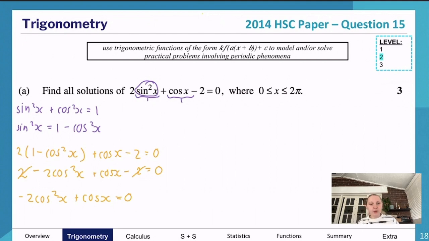Okay, super important that you don't make the mistake of trying to add this into this, because they're not like terms, right? Cos squared is not the same as cos x, just like if we had x squared plus x, we couldn't add those together. So super important you don't fall for that common mistake that people make.